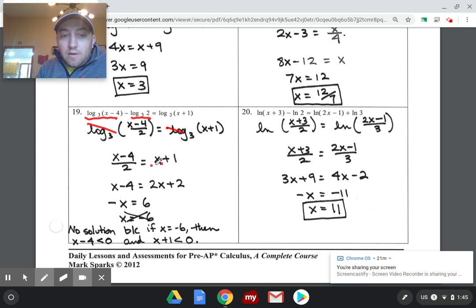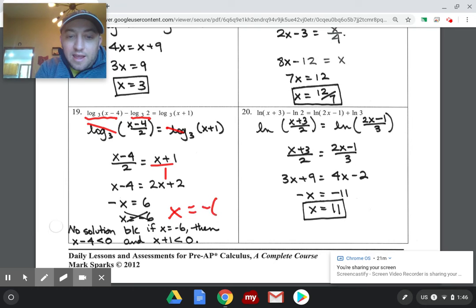From here, I would need to create a proportion, and I cross multiply. 1 times (x minus 4) is x minus 4. 2 times (x plus 1) is 2x plus 2. And when you go through this, you end up getting x is equal to negative 6.